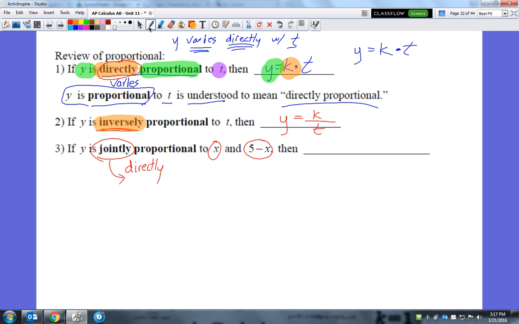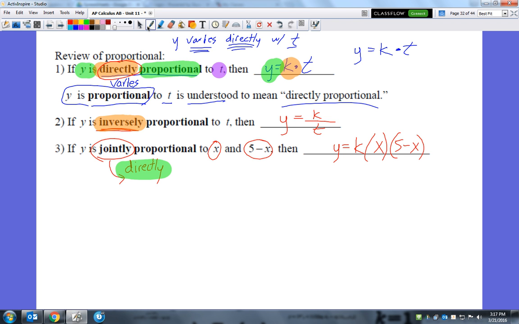So y is proportional, that is y equals k. Then when it says jointly, you're going to have more than one piece combined. And again, if it doesn't say inverse, the default is directly. And we know directly is multiplication, so I'm going to have x times 5 minus x. And that's how you would write it.